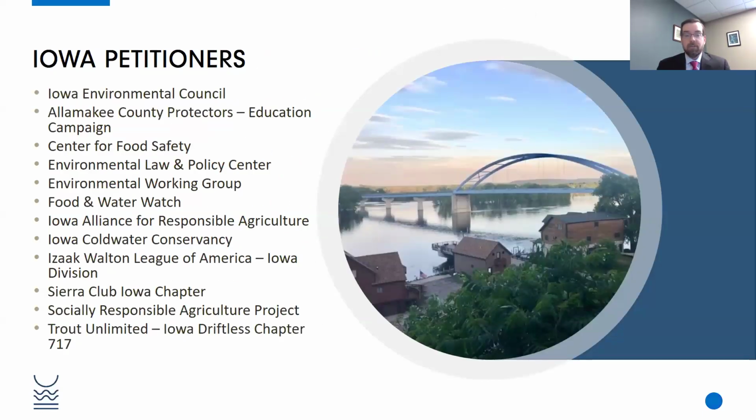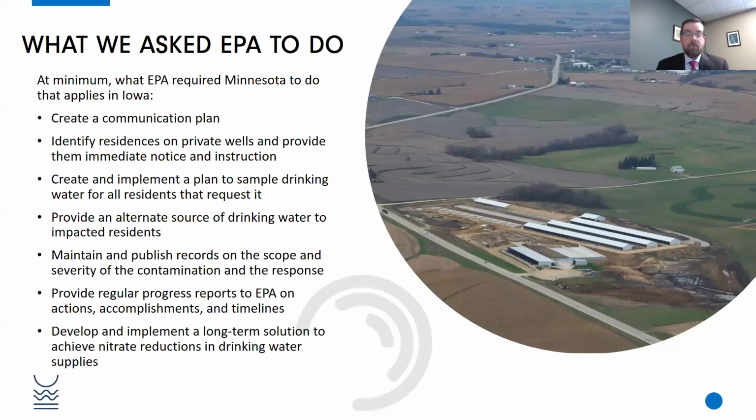Because of those similarities and the threats to Iowans, we worked with a number of petitioners, including a mix of local, statewide, and national groups, to file a petition for EPA to intervene in Iowa as well. Next slide. We asked, at a minimum, for EPA to do what it is requiring in Minnesota, because we have the same geologic formation, the same pollution, and the same risks to public health.